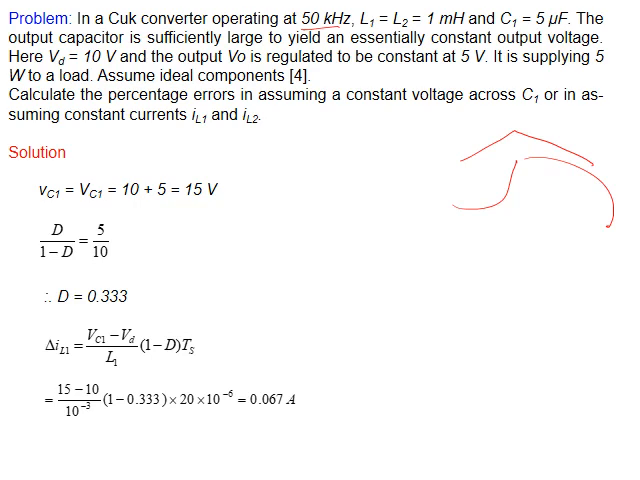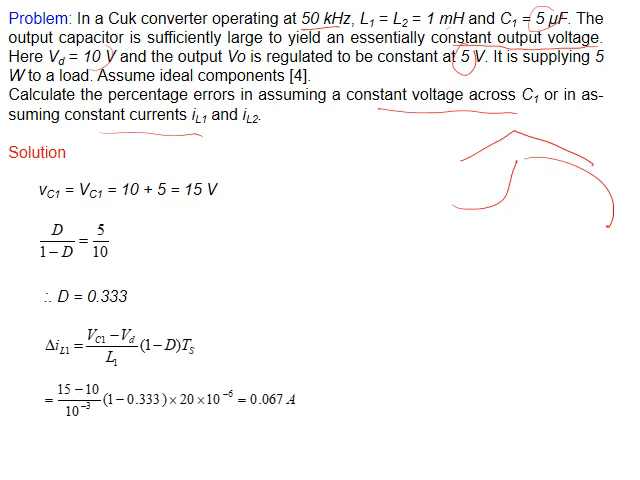He gave me L1 and L2, which equal 1 millihenry. Capacitor C1 is 5 microfarad. The output capacitor is sufficiently large, yielding essentially constant voltage. This is my assumption all the time. Now the input voltage is 10, the output voltage is 5, and it is supplying 5 watt. He told me the output voltage and power also. Calculate the percentage error in assuming constant voltage across the capacitor and constant current across the inductances.